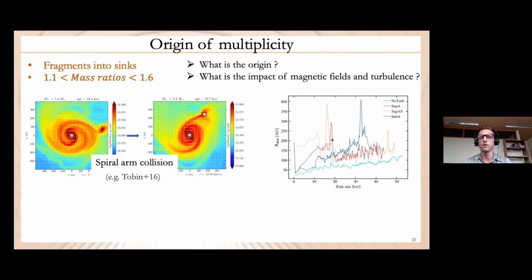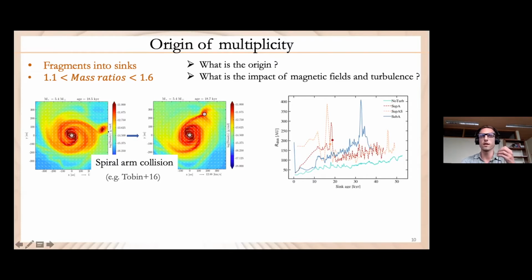And now let's focus on the multiplicity. We find that when turbulence dominates, there is fragmentation into sinks, and in the end, it ends up in mass ratios that are quite close to 1, which is very interesting because actually in the universe, massive stars are very often with other massive stars. What is the origin for this multiplicity? First question. And second, what is the impact of magnetic fields and turbulence on this mechanism?